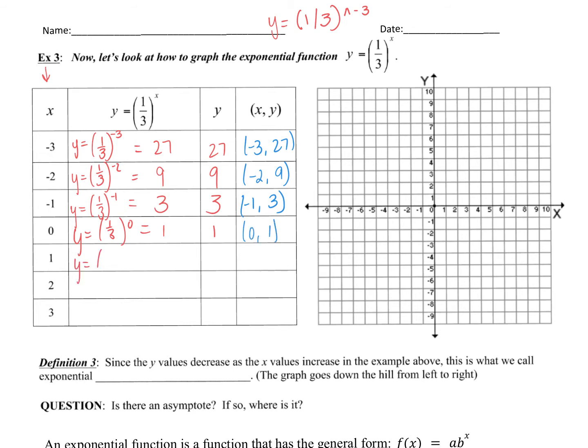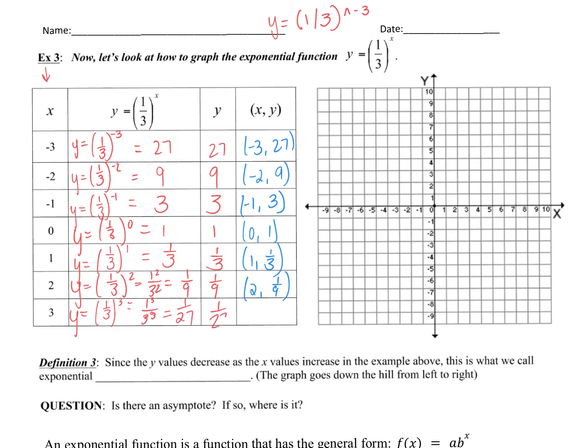Then I'm going to start with my positive number, so I have 1/3 to the 1, which just gives me 1/3. So my point now becomes 1, 1/3. Then I have y equals 1/3 to the 2, so I'm just going to square both the top and the bottom. So 1 squared and 3 squared gives me 1/9. So my point is now 2, 1/9. And then I have y equals 1/3 cubed, which I know I can just cube the top and the bottom, which just gives me a 1/27. So this point is 3, 1/27.